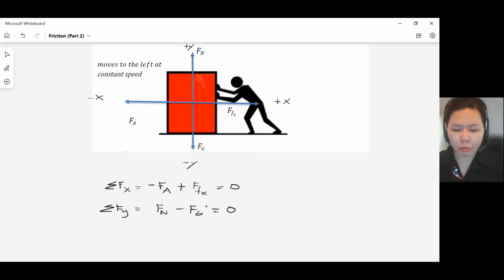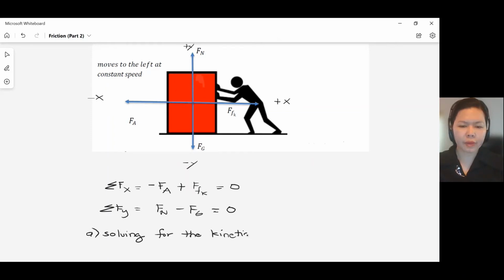We are now to solve for the kinetic frictional force. Let's call that letter A, solving for the kinetic frictional force, F sub K.